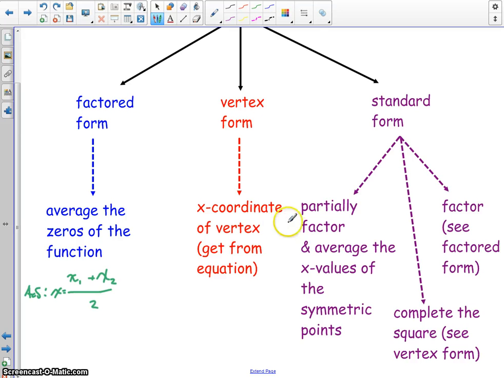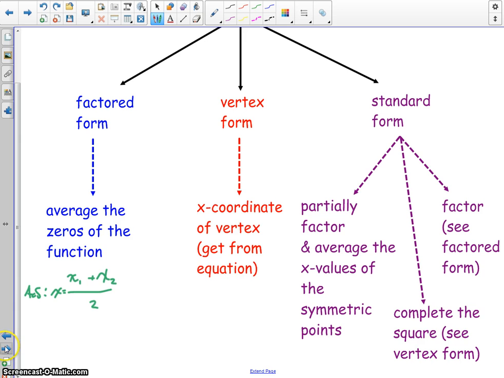Standard form, again, you have a whole bunch of options. If you can factor it, then you can do what we would normally do and average the two x-intercepts. If not, you can partially factor it and get the x values from the symmetric points. Or we can put it into vertex form using completing the square, and then in vertex form, we could get the x coordinate directly by looking at the equation. But lots of options, again, once you're in standard form.